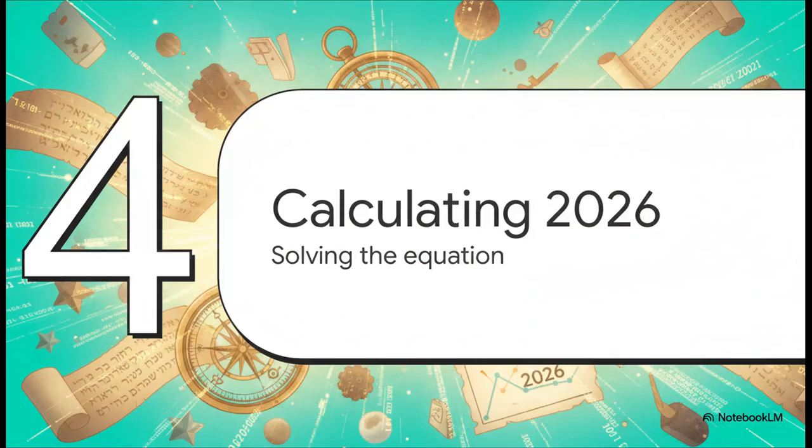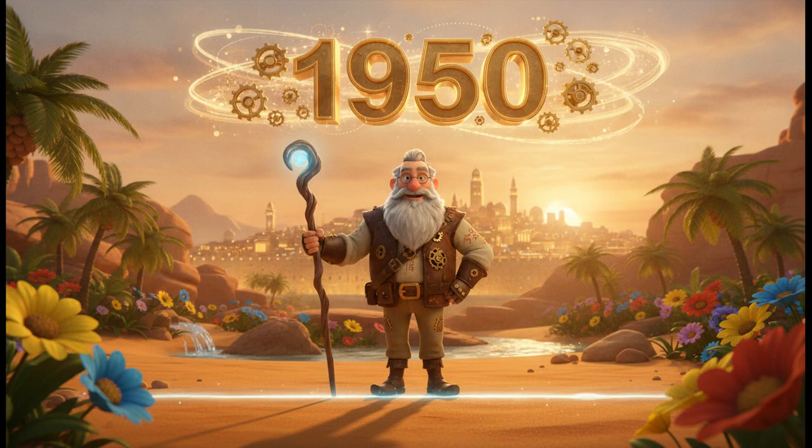Which brings us to step 4, calculating the year 2026, solving the equation. To count 70 years, we obviously need a starting line. The source uses a very specific historical anchor date for this, the spring of 1950. That's the momentous occasion when Jerusalem was officially declared the capital of Israel.